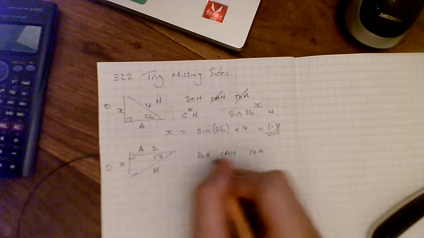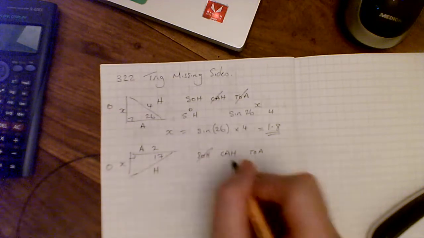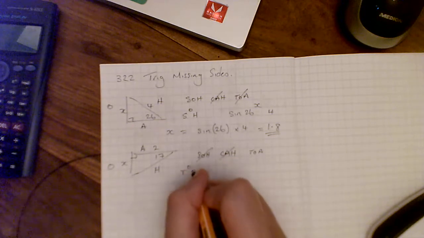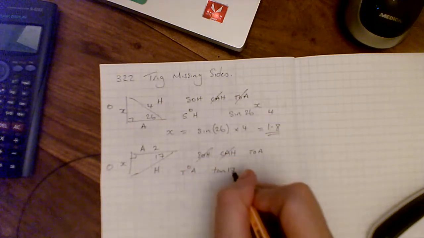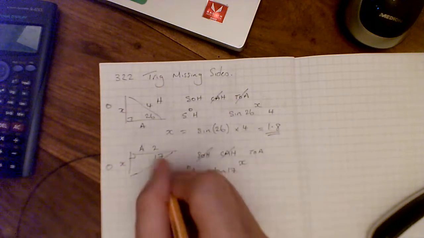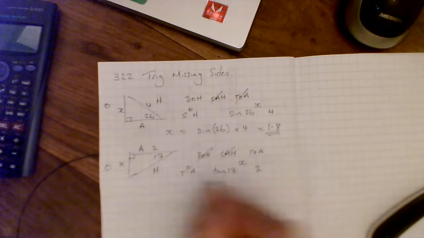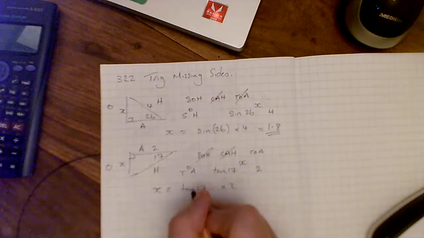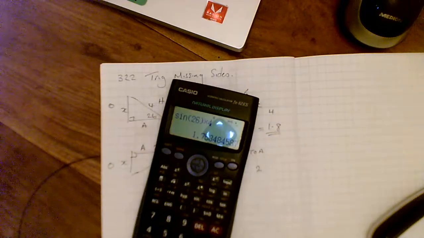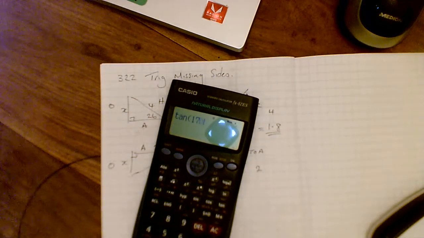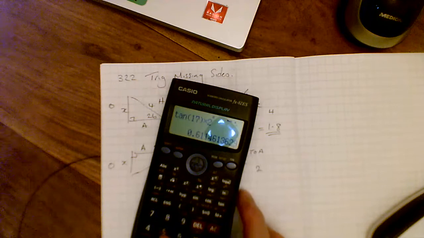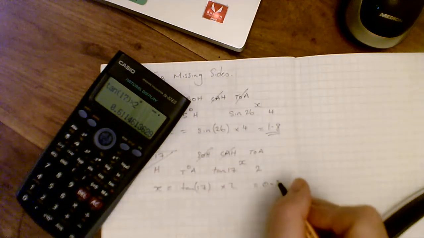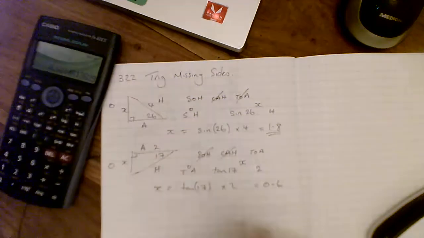I know adjacent is 2, so that's gone. I know the opposite is what I'm looking for, so that's gone. So I'm left with TOA, so TOA, tan of 17. The opposite side is where the x is, and the adjacent side is 2. This is multiplying. X equals tan 17 times by 2, that'll be in brackets. Your calculator, tan 17, close your brackets, times by 2, and you get 0.6, and that's it at one decimal place.